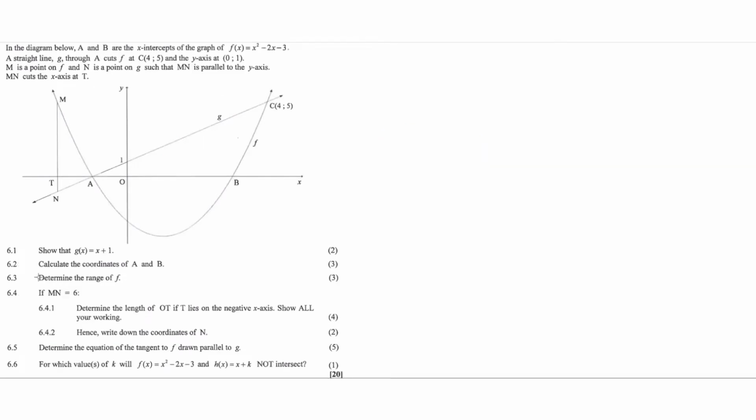Now 6.4.1, we're told that the length of MN is 6 units. And then we're asked to determine the length of OT if T lies on the negative x-axis, which we can see on our graph. Show all your working. So the length of MN is going to be the difference between f of x and g of x.